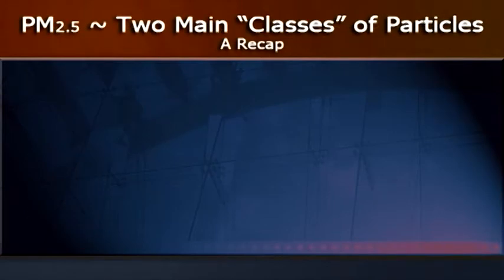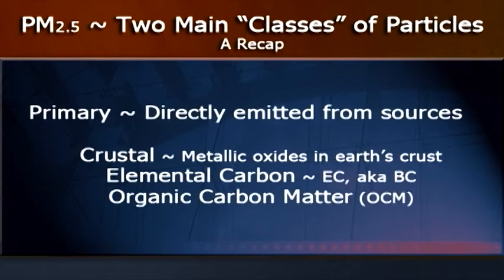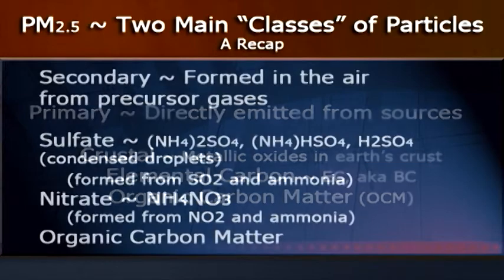Let's recap what we've learned about PM2.5 composition. Primary particles are directly emitted. They include crustal matter. These are mainly oxides and carbonates commonly found in the Earth's crust. Crustal matter is mostly larger than PM2.5. Elemental carbon and organic carbon matter are the other two main types of primary particles.